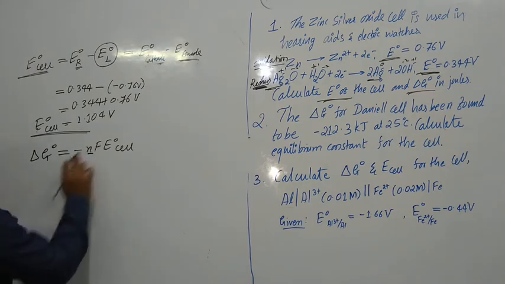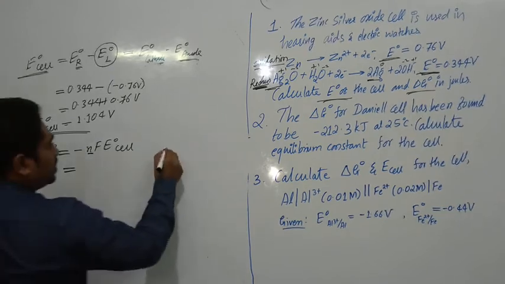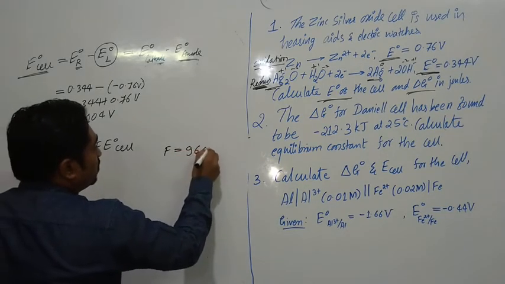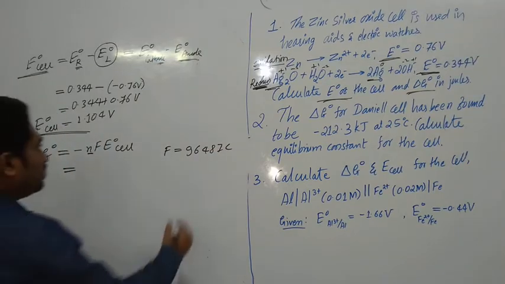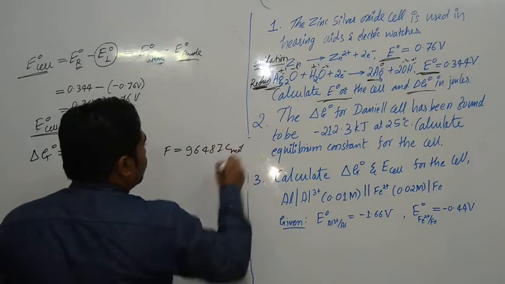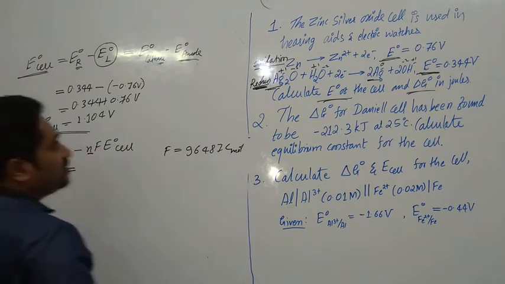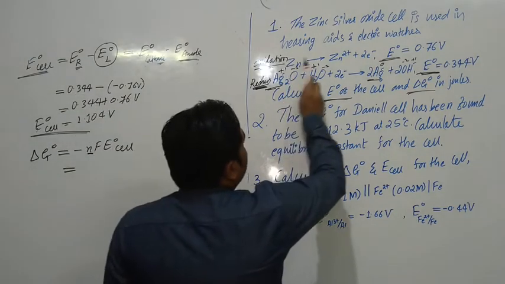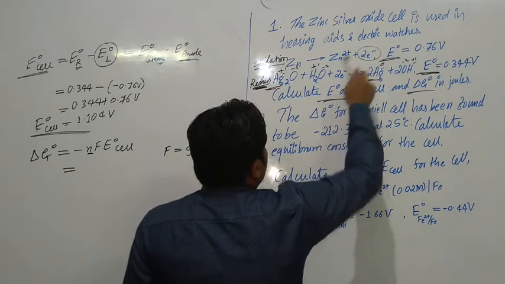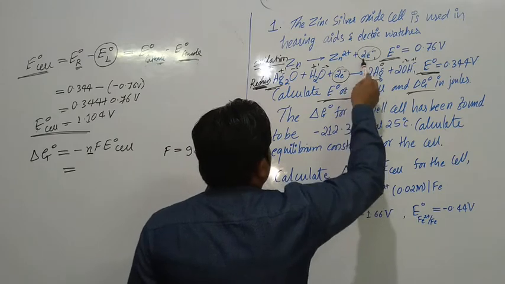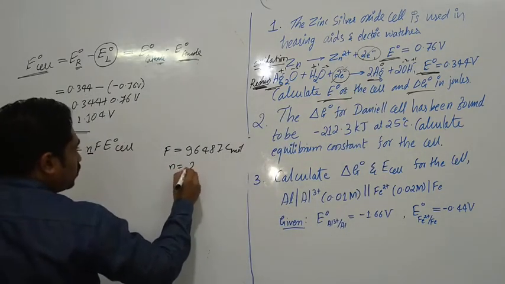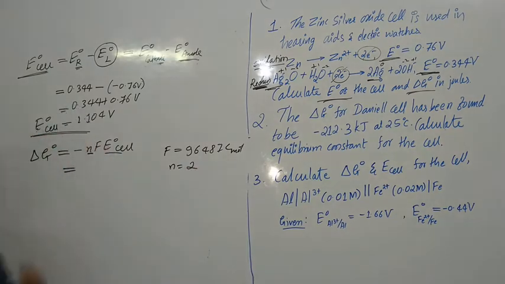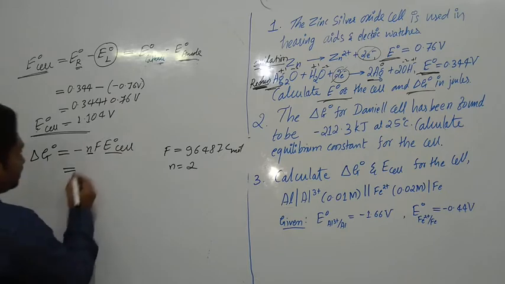So I know the value of F. The value of F is equal to how much? F is equal to 96,487 coulombs per mole. It's better to write coulombs per mole. Now n, see the reaction. Zinc is converted into Zn2 plus. 2 electrons are used here, 2 electrons in oxidation, 2 in reduction, which means n is equal to 2. And we know the value of E0 cell. So very simple. Just put all these values.